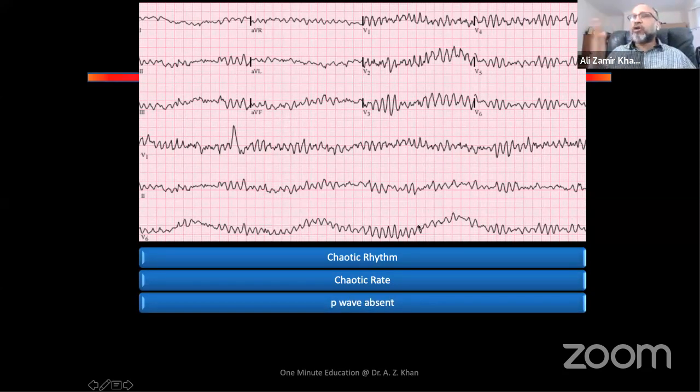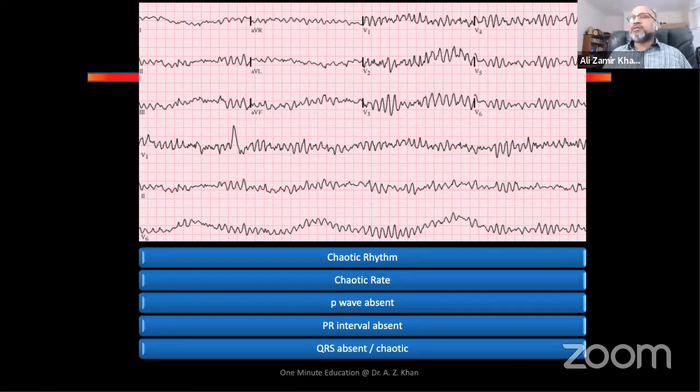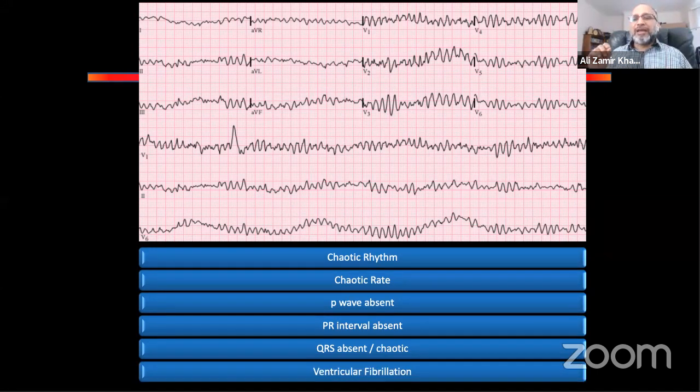The P wave cannot be seen because the ventricular activity has taken over the whole ECG. The PR interval, there is no PR interval. You cannot see it at all in this. The QRS is chaotic. In some places it is absent, in some places it is completely chaotic. And this is a classical picture of what we describe as ventricular fibrillation.